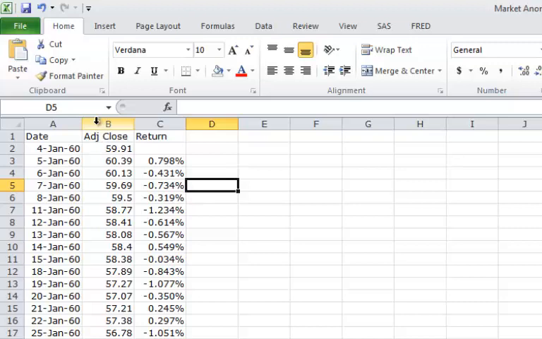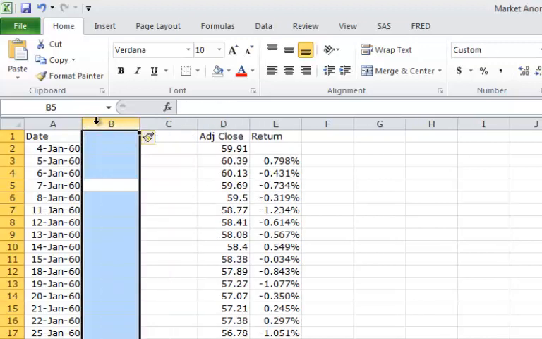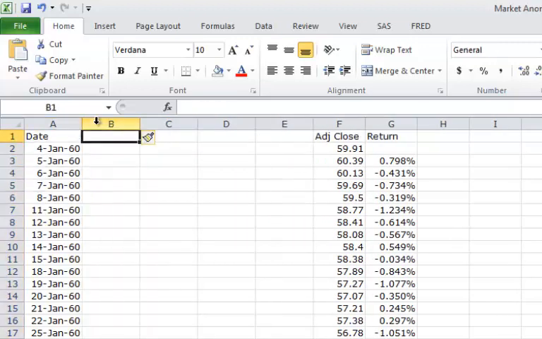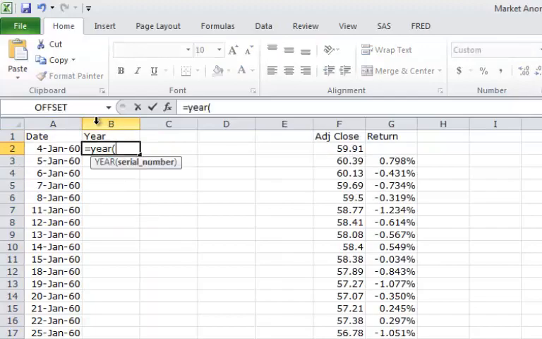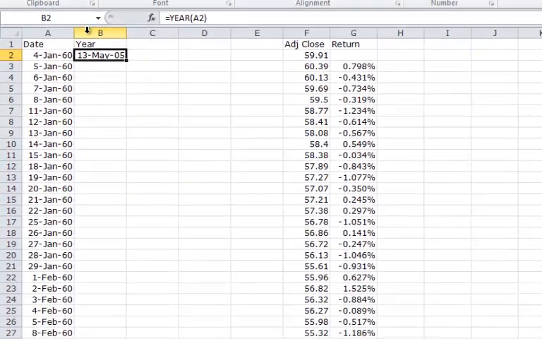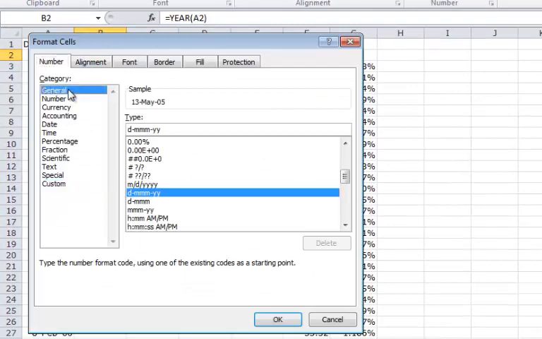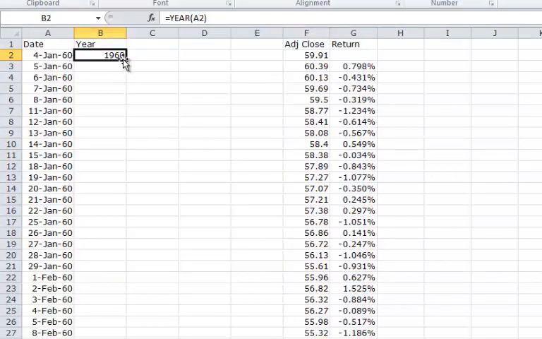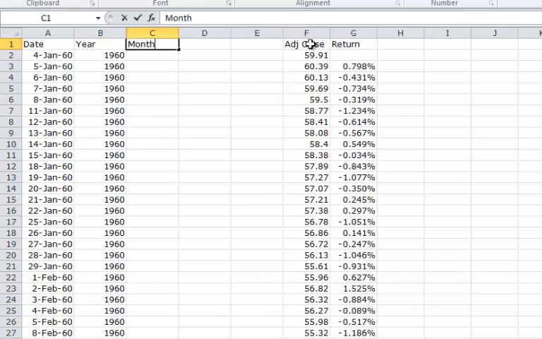Now, what I want to be able to do is show you the Monday effect, the January effect, and the holiday effect. So we're going to need months and days of the week as well. We're going to get the year from all of these dates. Don't worry about that, that's a formatting issue. If you just format it as a general number, you'll see it's the year. We're going to get the month, we're going to get the day of the month, and we're going to get the weekday, which will tell us Monday, Tuesday, Wednesday, Thursday, Friday.